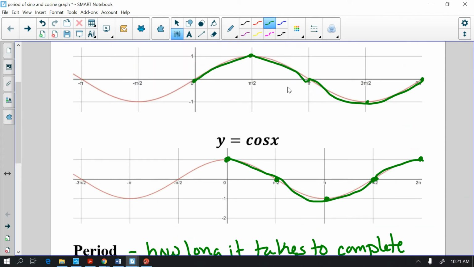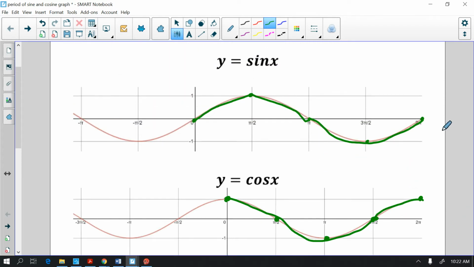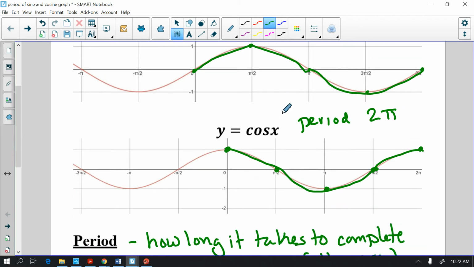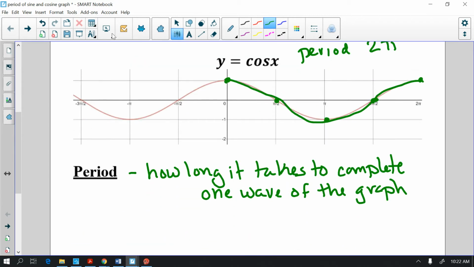For your original sine and cosine graphs, you start at 0. Where it ends up for both of those is at 2 pi. So the period for an original sine and cosine graph, with no changes as far as horizontal stretches and shrinks, is going to be 2 pi. Now let's see what happens when we start changing some things around.